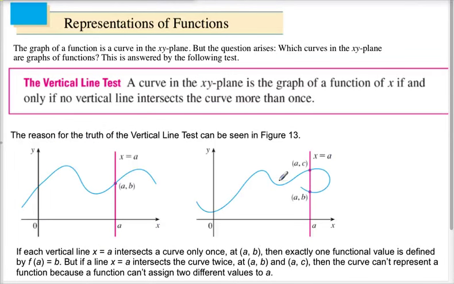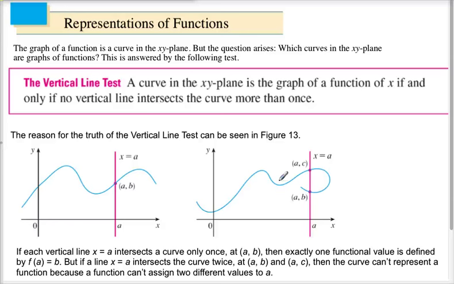So let's take a slight turn. The graph of a function is a curve in the xy plane, but the question that arises is which curves in the xy plane are actually graphs of functions. And the way that we do this is with the test that you guys already know about. It's called the vertical line test. A curve in the xy plane is the graph of a function of x if and only if no vertical line intersects the curve in more than one place.